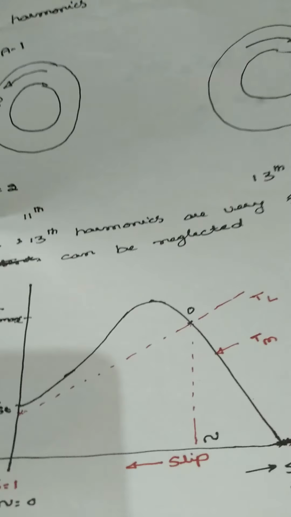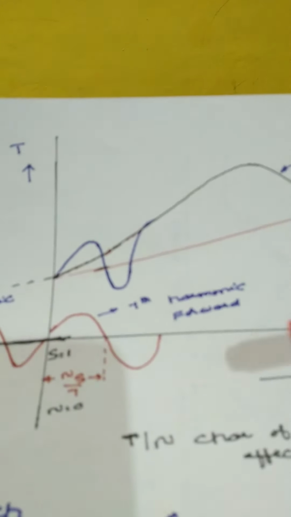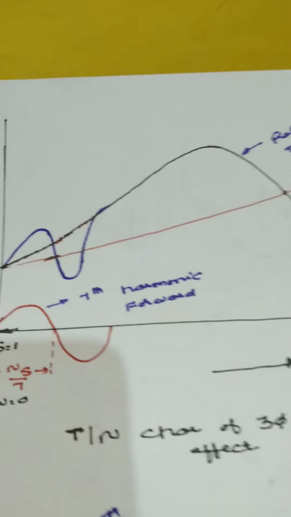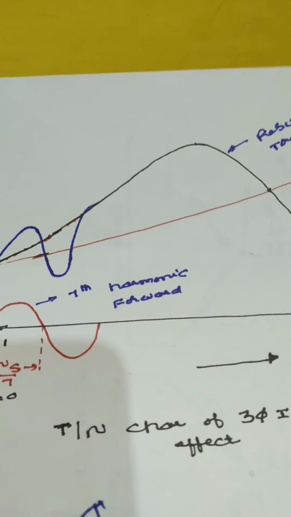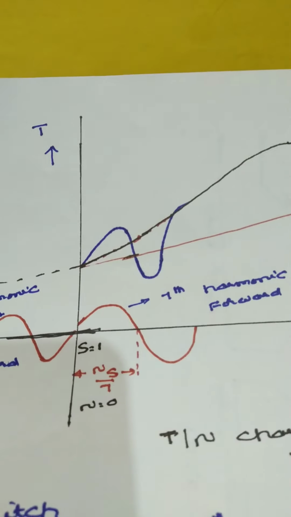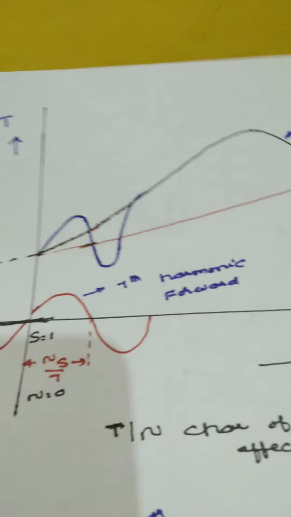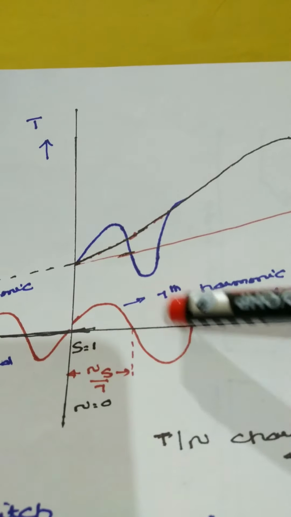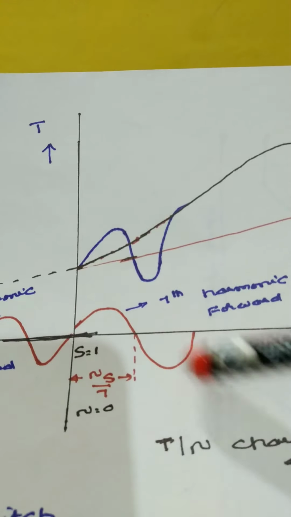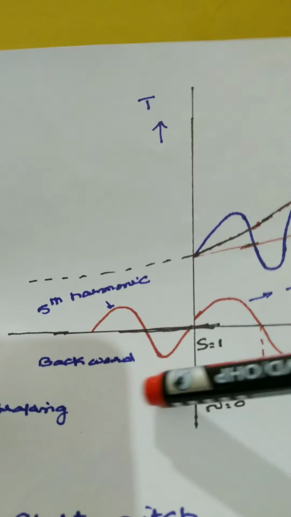We have already studied this. Okay, so now we shall analyze the concept of crawling phenomena. Here, crawling phenomena is due to the seventh harmonic, I already told you. This is the torque speed characteristic of a three-phase induction motor with harmonic effect. So this is the seventh harmonic. I already told you it will produce a forward torque, and then the fifth harmonic will produce a backward torque.